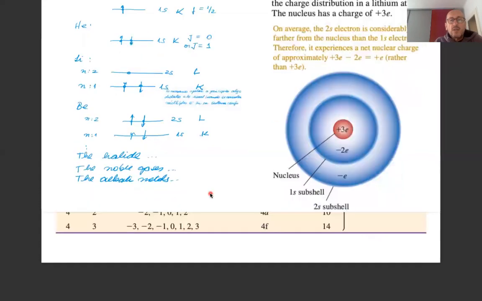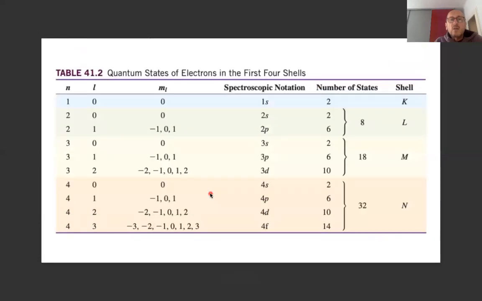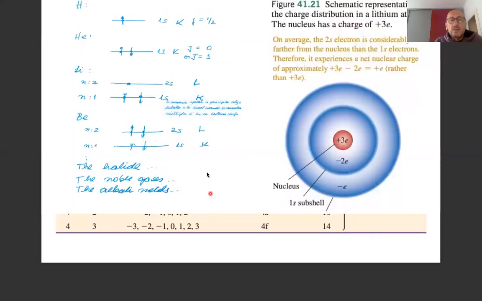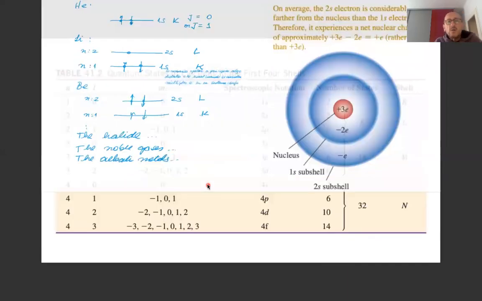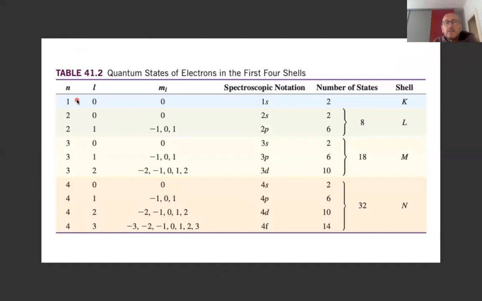We can go on and look at the number of states available for each shell, the K, the L, the M, the N, and so on. This is a table that should explain the whole notation. This is n equals 1, L equals 0. If L is equal to 0, I have only one choice for mL: mL should be equal to 0.